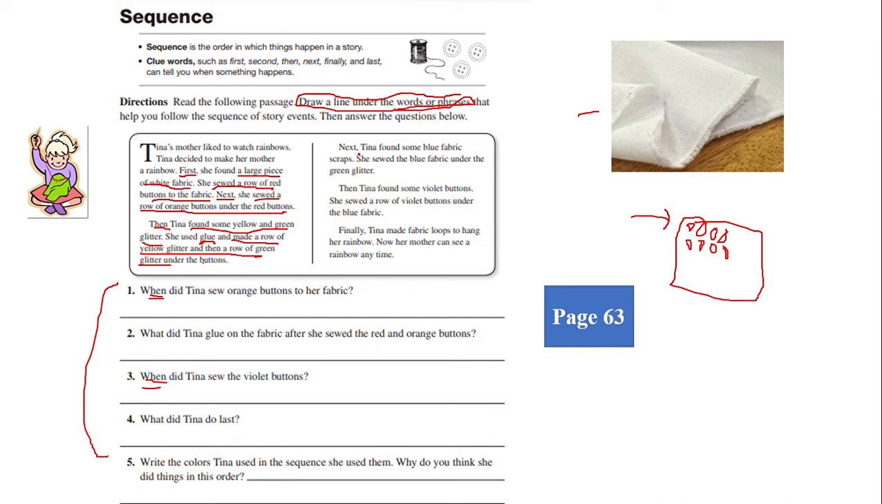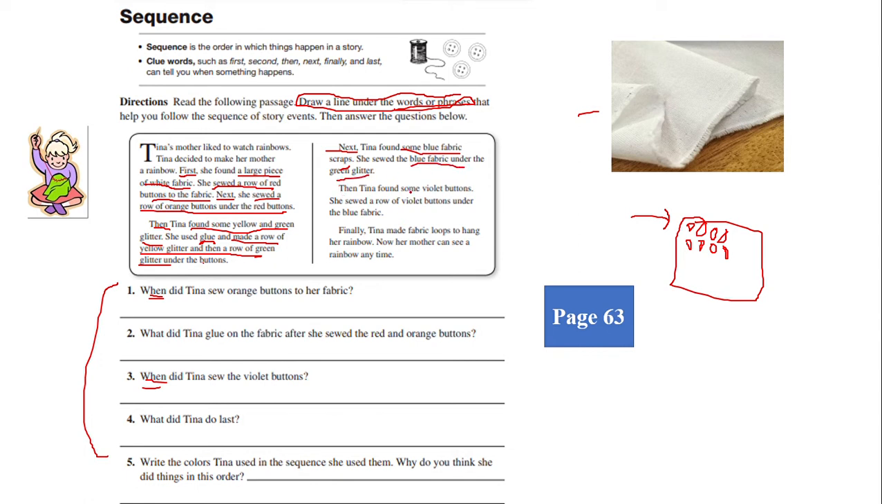Next, so we have another clue word. Next, we underline it. Tina found some blue fabric scraps. She sewed the blue fabrics under the green glitter. So the green glitter that she glued, okay, she sewed the blue fabric under it. This is what she did next.